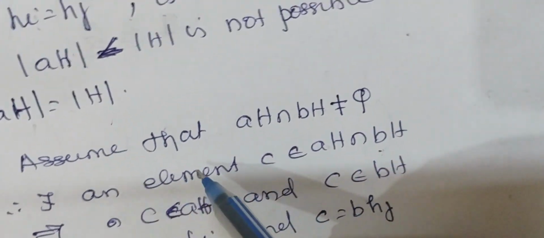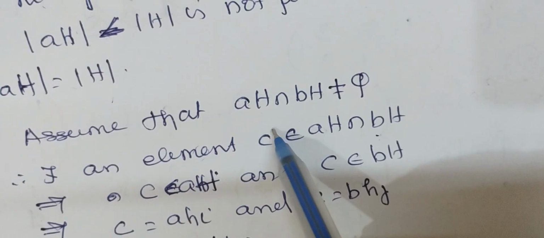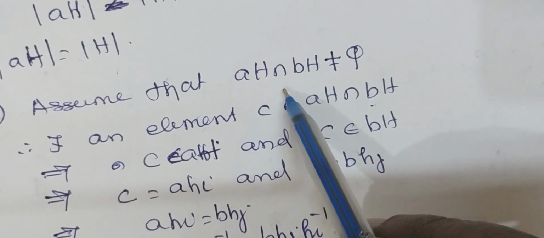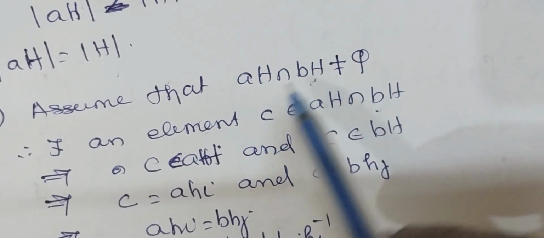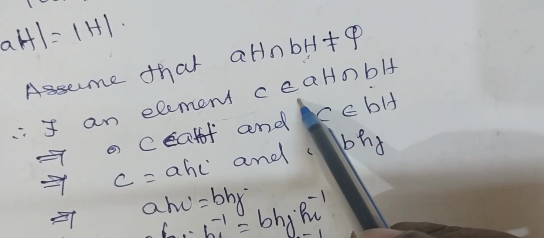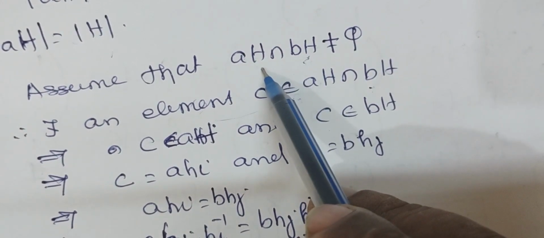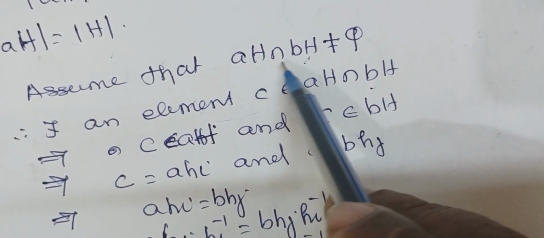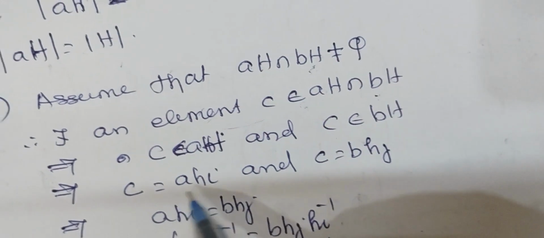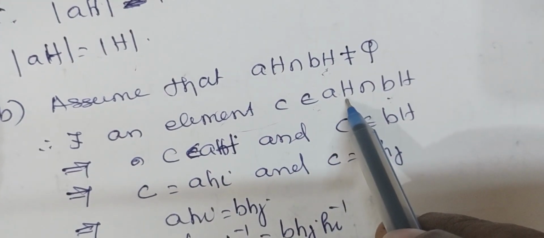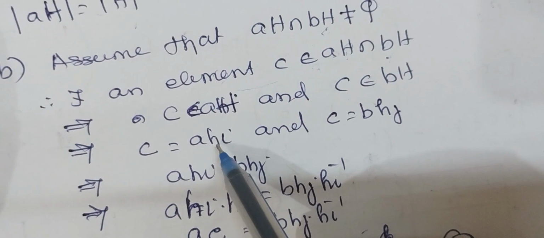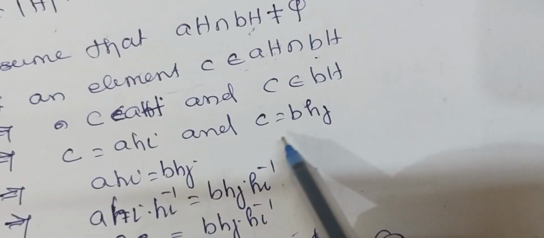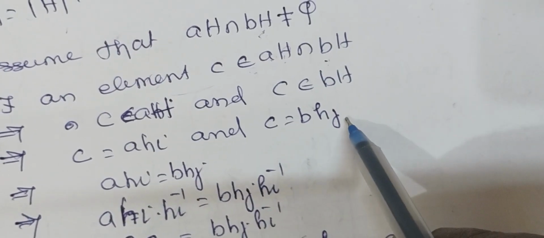What is the next one? The next one is either identical or disjoint. Suppose the intersection is not empty, that means there will be a common element. That common element we take as c. c is a common element of aH and bH. So what is the form of an element of aH? An element a operating with an element of H. So any element of aH is of the form ah_i and c is equal to bh_j.